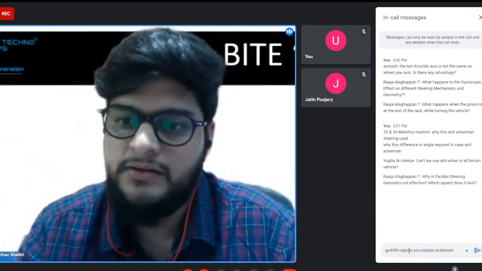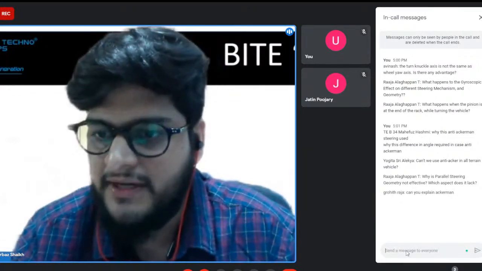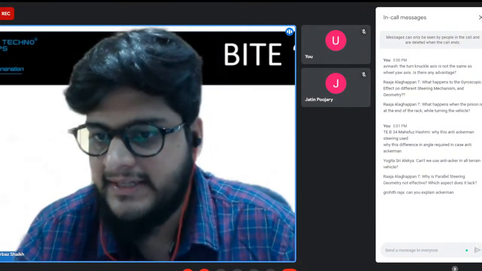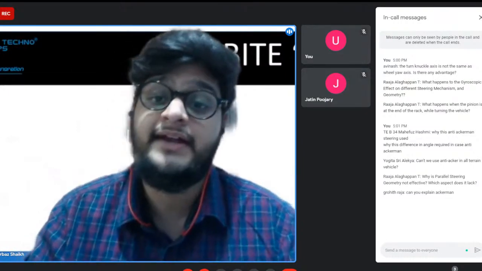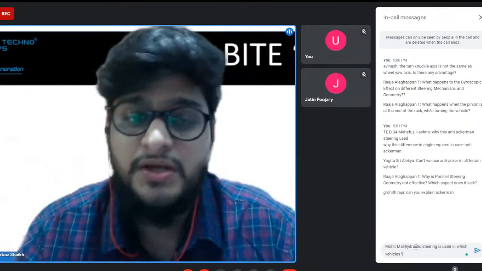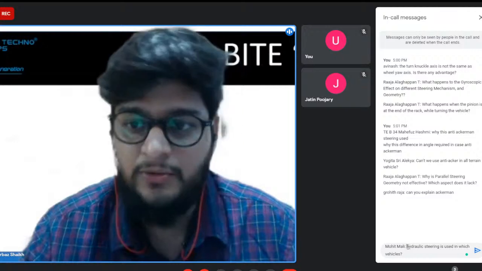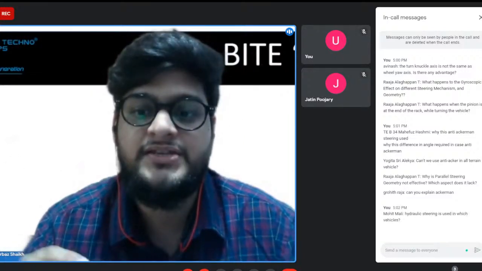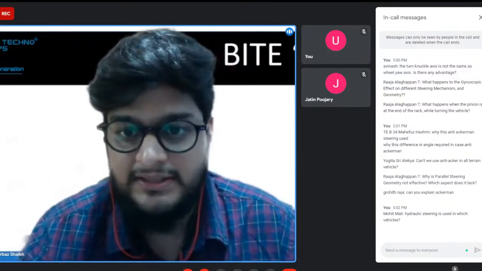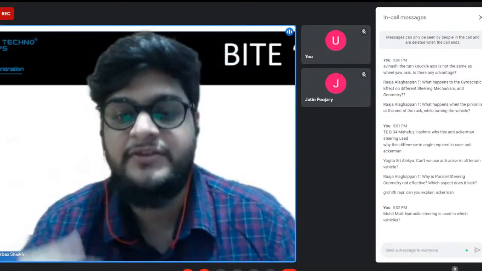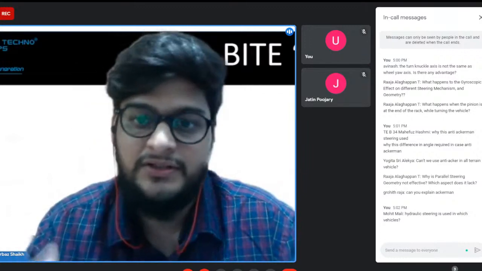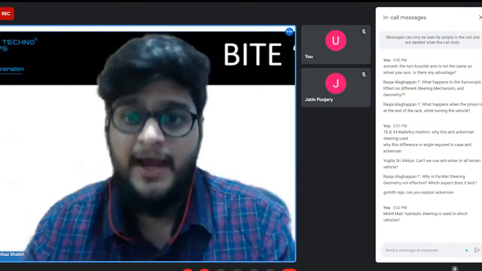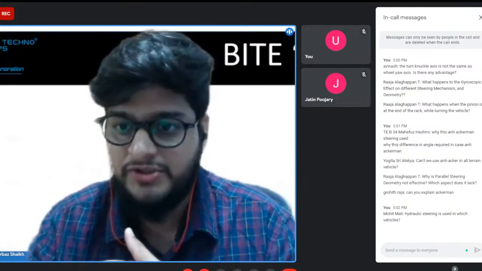Okay, Mahfuz Hashmi is asking why this anti-Ackerman geometry steering is used. Why this difference in angle is required in case of anti-Ackerman. Okay, so whenever the anti-Ackerman geometry is used, you need to have higher angle on the outer wheel than the inner angle, because, like I said yesterday, when there's lateral load transfer, you need to have the maximum angle on the wheel that is going to have the maximum load. And while you're turning at high speed, the maximum load happens to be on the outer wheel, so your outer wheel should be at higher turn angle. That's why we use the anti-Ackerman geometry.